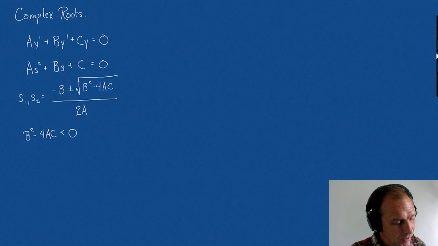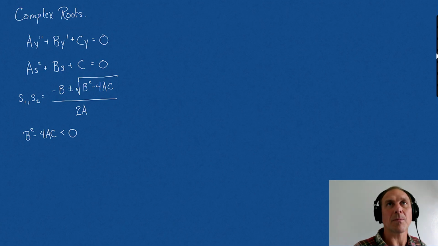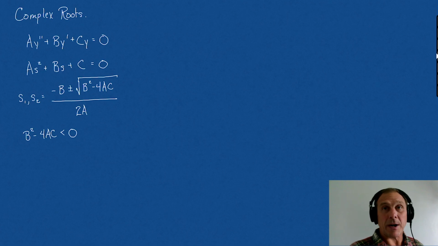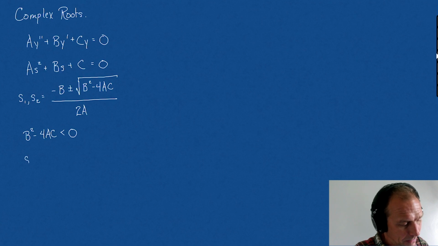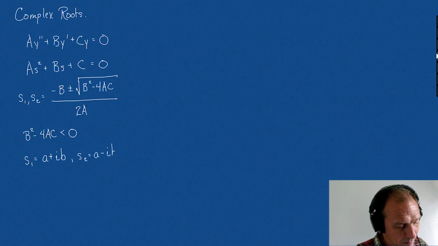So notice that we're going to have two possible solutions. Let's just say that the solutions here are s1 equals a plus i times b. Well, remember that complex numbers come in pairs. They come in conjugate pairs. So that would mean that s2 is going to be a minus i times b.